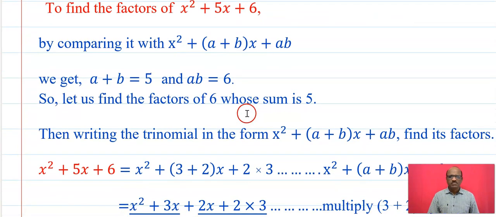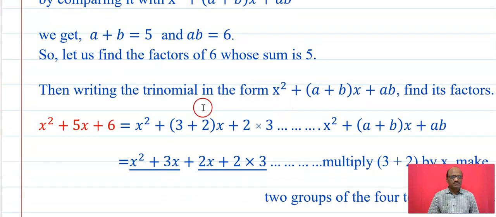म्हणजे आपल्याला असे दोन नंबर्स फाइंड आउट करायचे की ज्यांची बेरीज किती आली पाहिजे तर 5 आली पाहिजे, आणि ज्यांचा प्रॉडक्ट किती आला पाहिजे तर 6 आला पाहिजे. Now let us find the factors of 6 whose sum is 5. Then write the trinomial in the form x square plus in bracket a plus b into x plus ab, and find its factors.